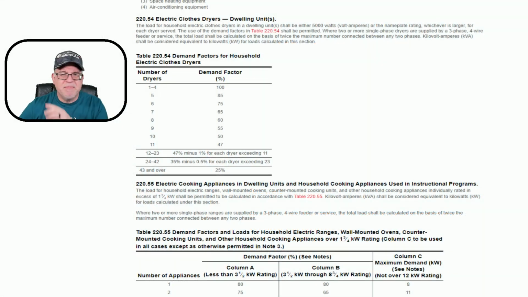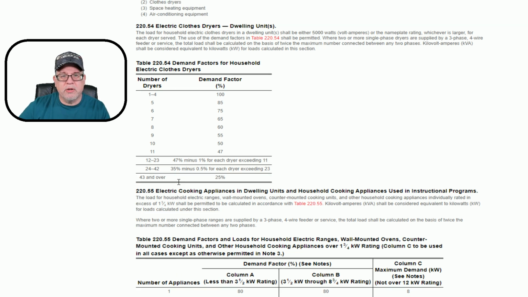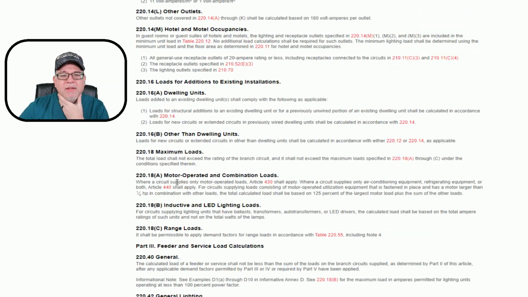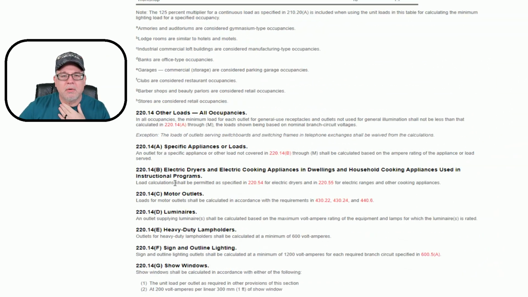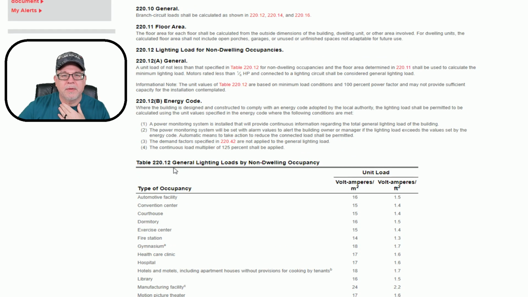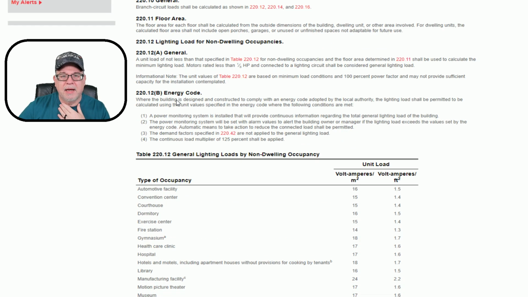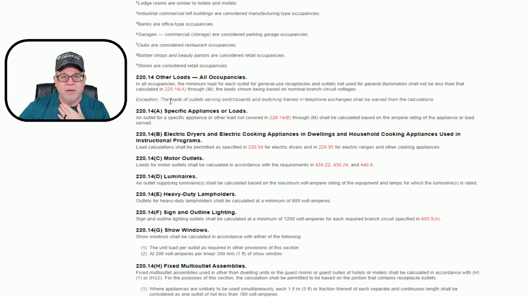Because if you see, we're not going to be in 220.54. These aren't dwelling units that we're dealing with. So what are we dealing with here? Oops, the wrong button for you there. So what we're going to do is go back and see what we've got here. We are going all the way back here, and you see that it talks about, there we go, 220.14(A), and that's where it says specific appliances. Well, that's what we've got here. We've got dryers, and we've got washing machines.